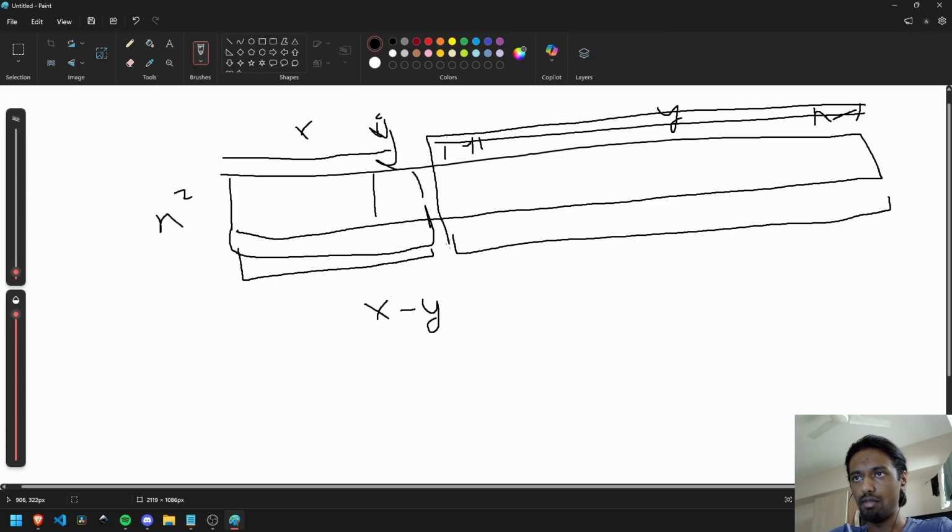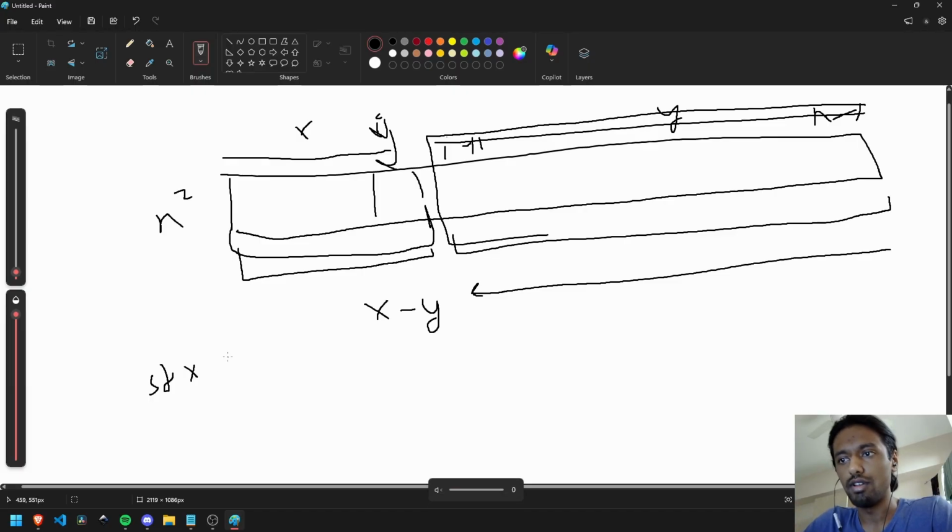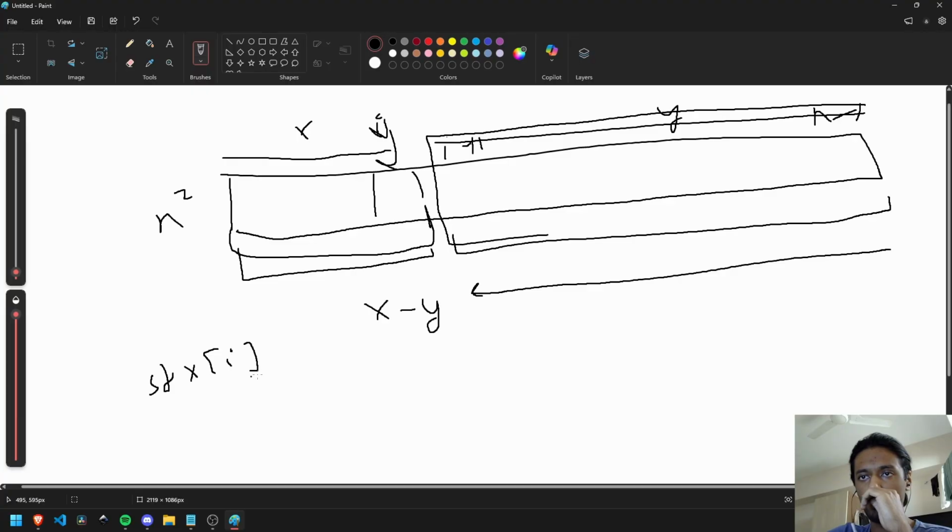And for the suffix minimum, we can do a reverse iteration and compute the suffix minimum in an array, let's say sfx. In the array sfx, we can compute the suffix min, where sfx I is equal to the minimum of I to n minus 1, right?